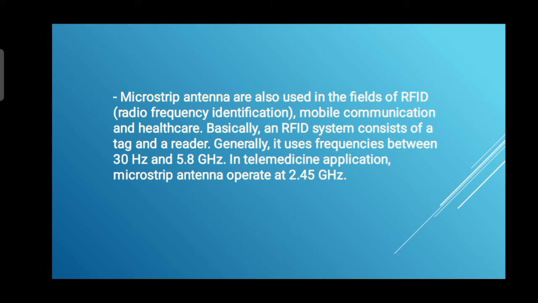Basically, an RFID system consists of a tag and a reader. Generally, it uses frequencies between 30 Hz and 5.8 MHz. In telemedicine applications, the microstrip antenna operates at 2.45 GHz.